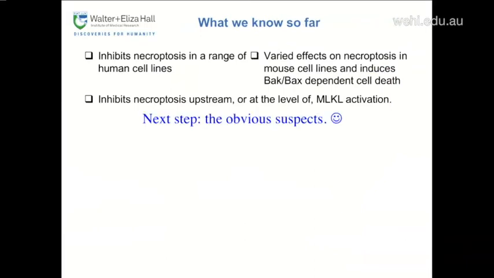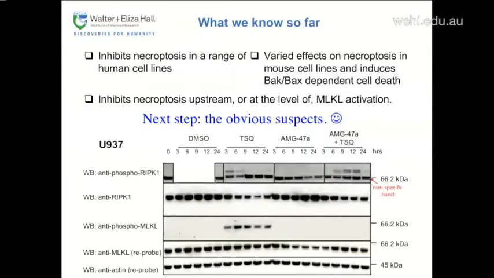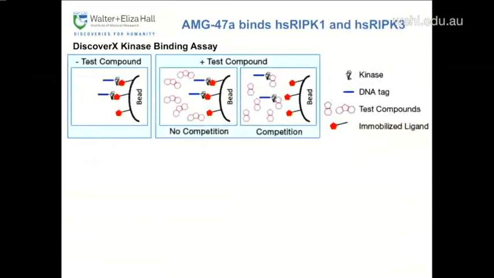So the next step with this was then to look at the obvious suspects. If you look in a Western blot, the main thing we'd really look for is the phosphorylated MLKL. And when you treat with a necroptotic stimulus, you get robust phosphorylated MLKL. However, when I added the AMG 47A, this completely blocked that phosphorylation. So this suggests that it's something that's acting upstream of MLKL activation.